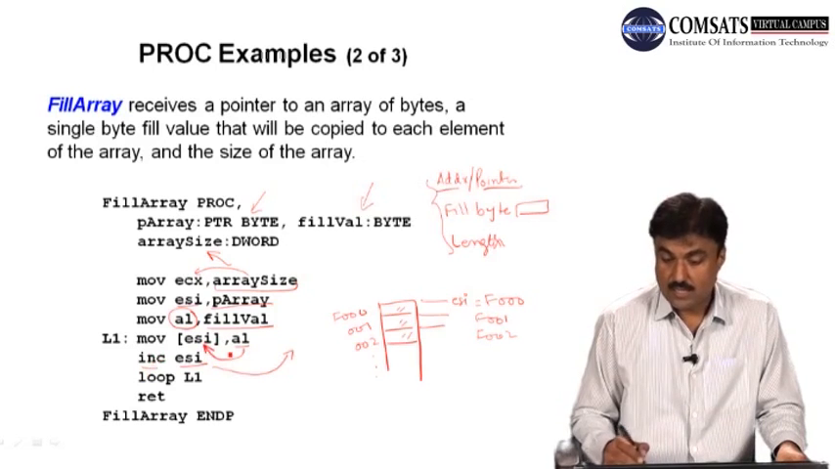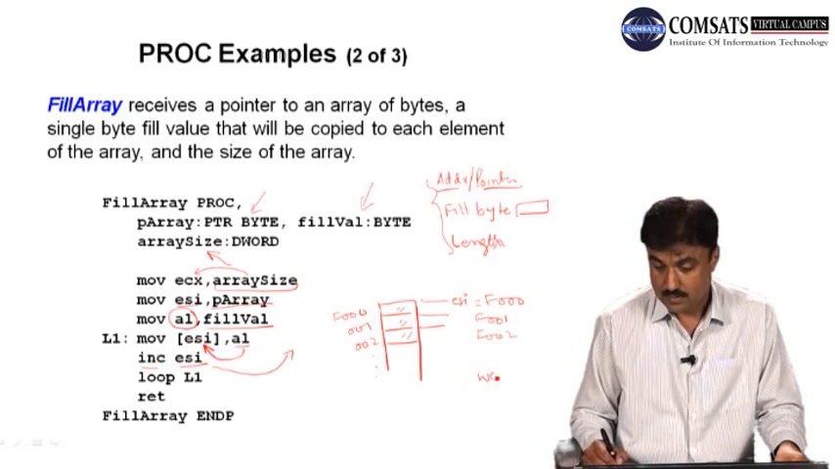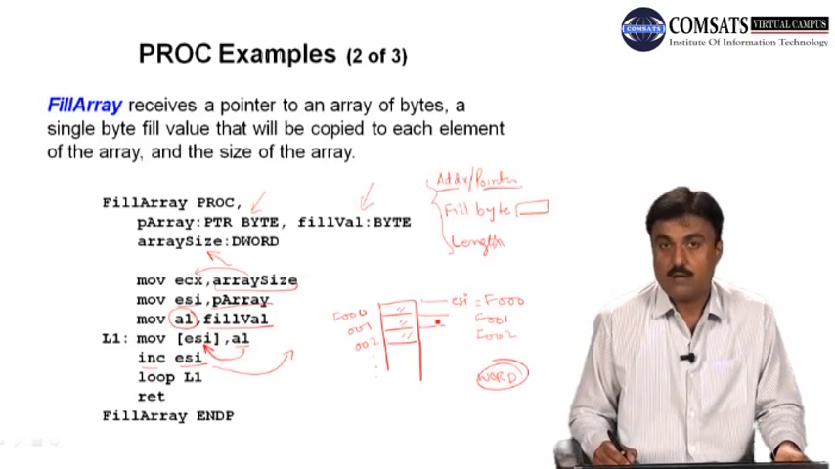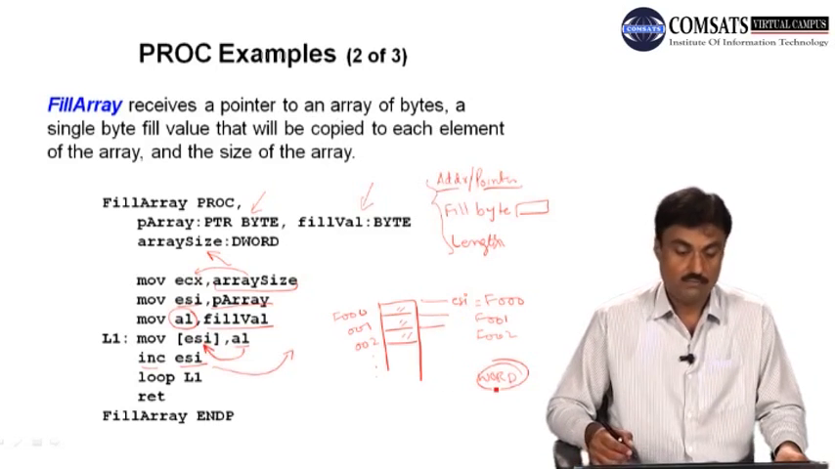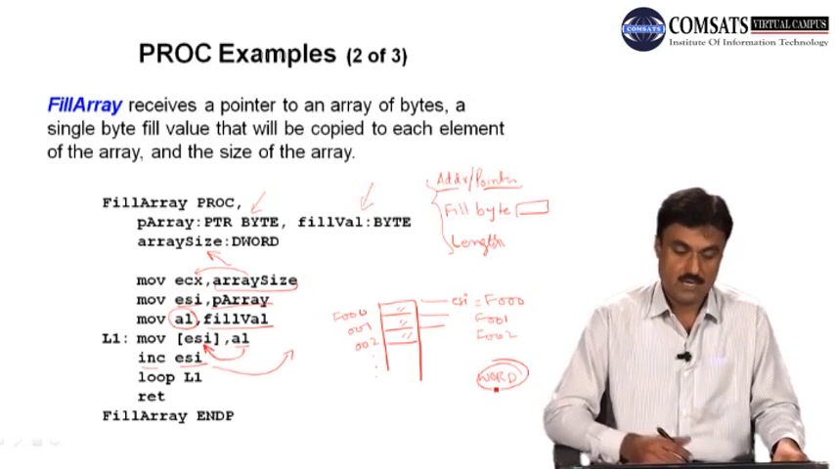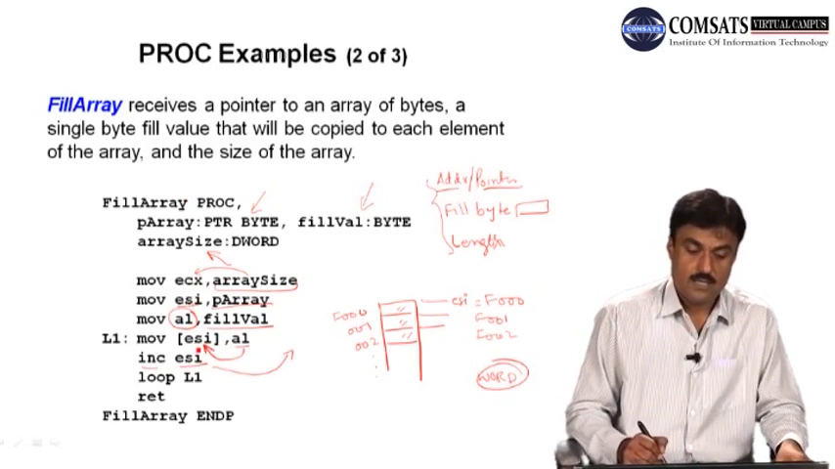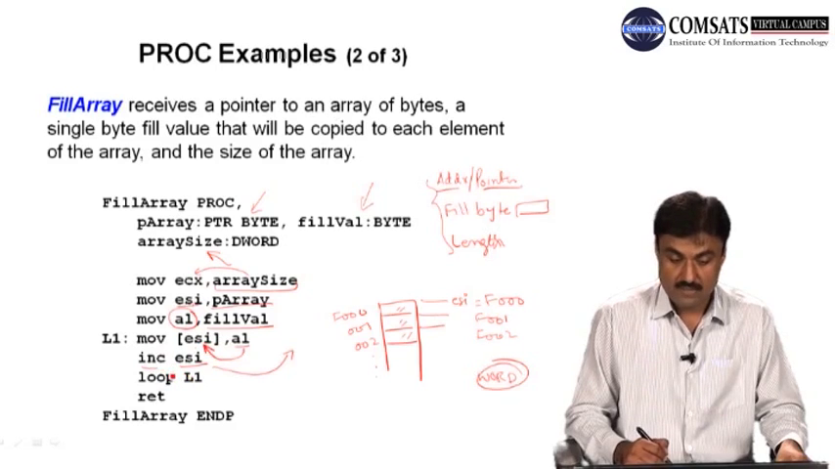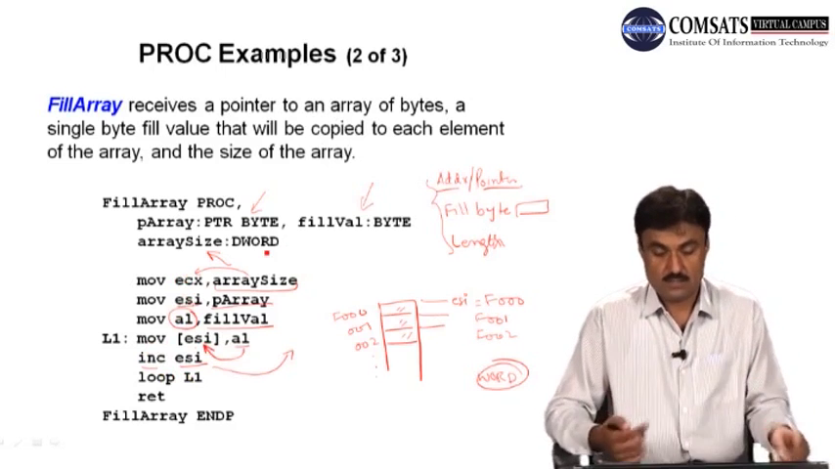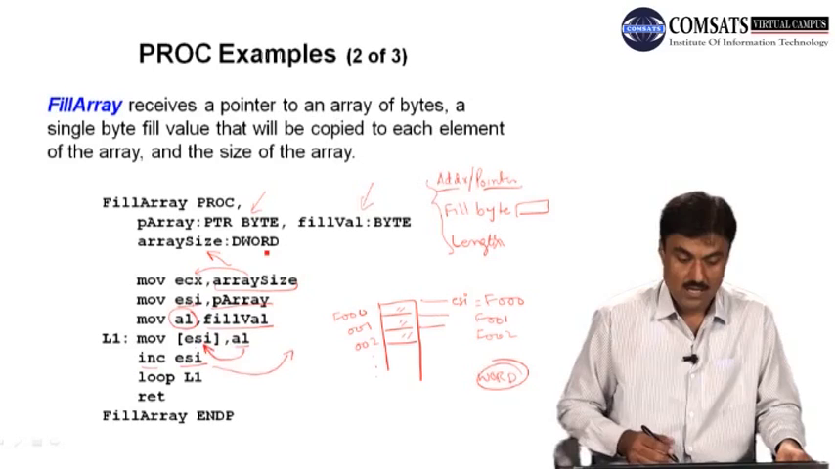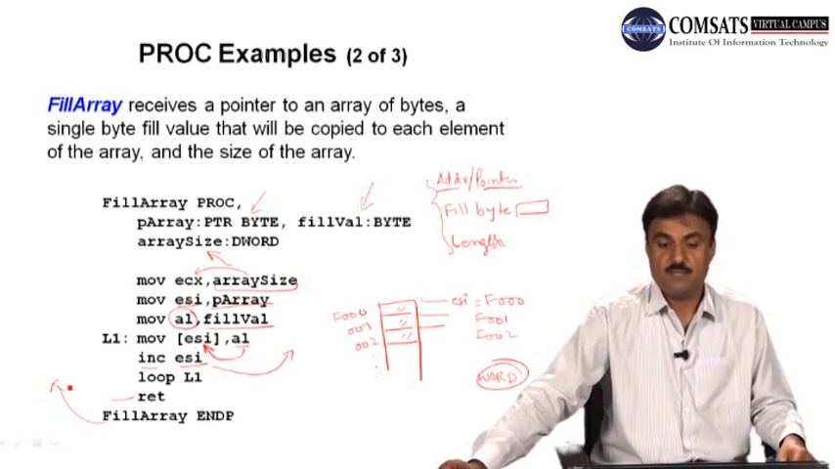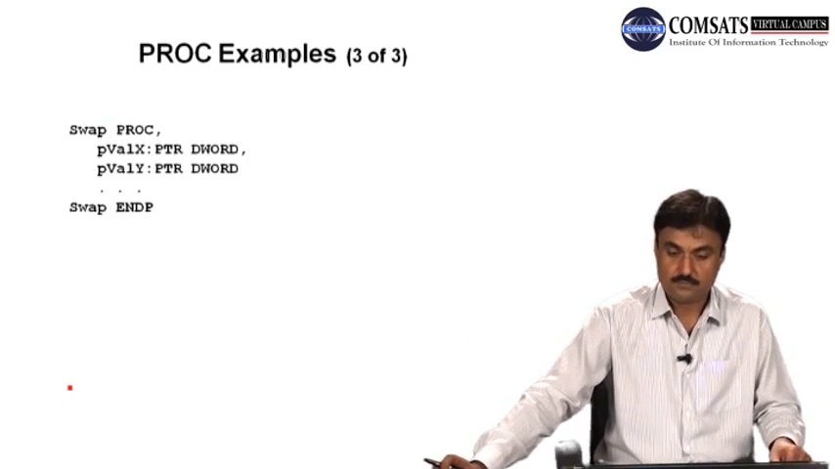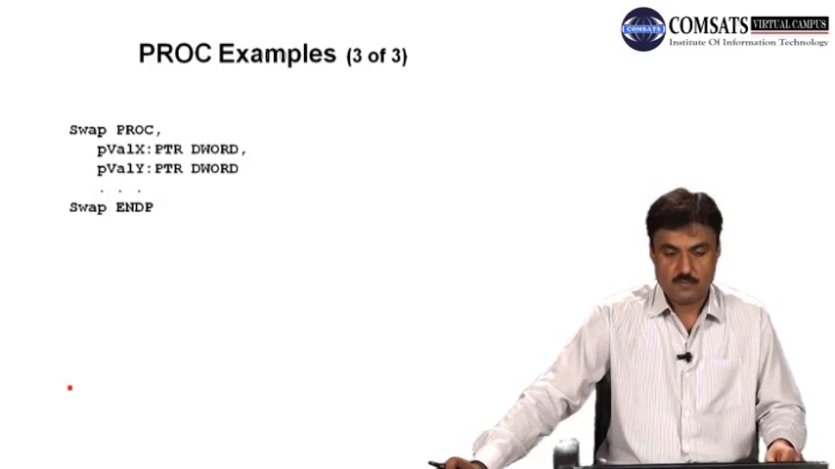In case ESI is of type word, then we cannot only increment, we have to add 2 to ESI. In case it is double word, then we have to add 4 to ESI, and so on. We are going to fill all these elements until ECX is equal to 0, repeating this loop until the whole length has been filled, and in the end we return from the procedure. So this is one way we can pass parameters and define parameters after the procedure directive.